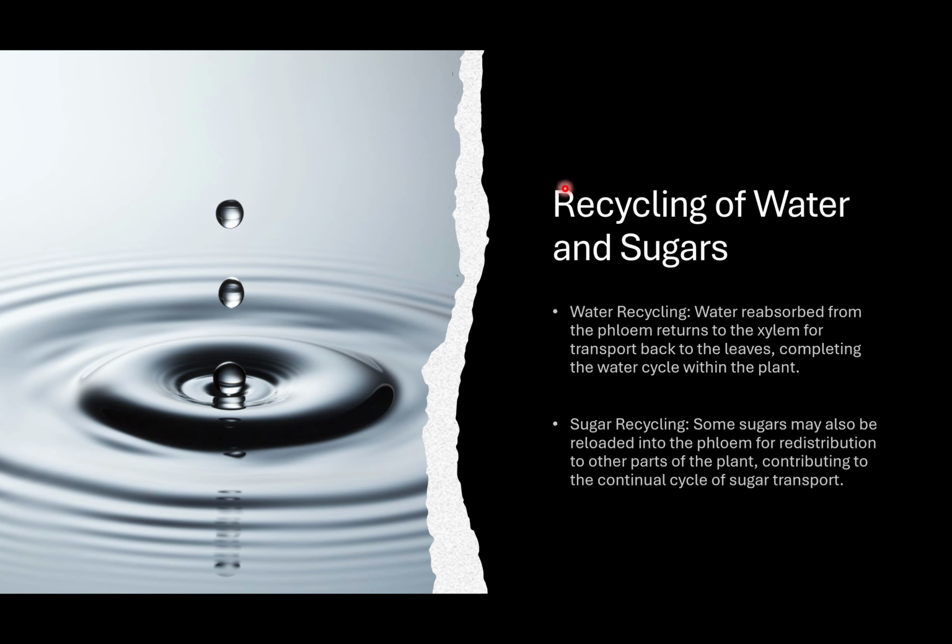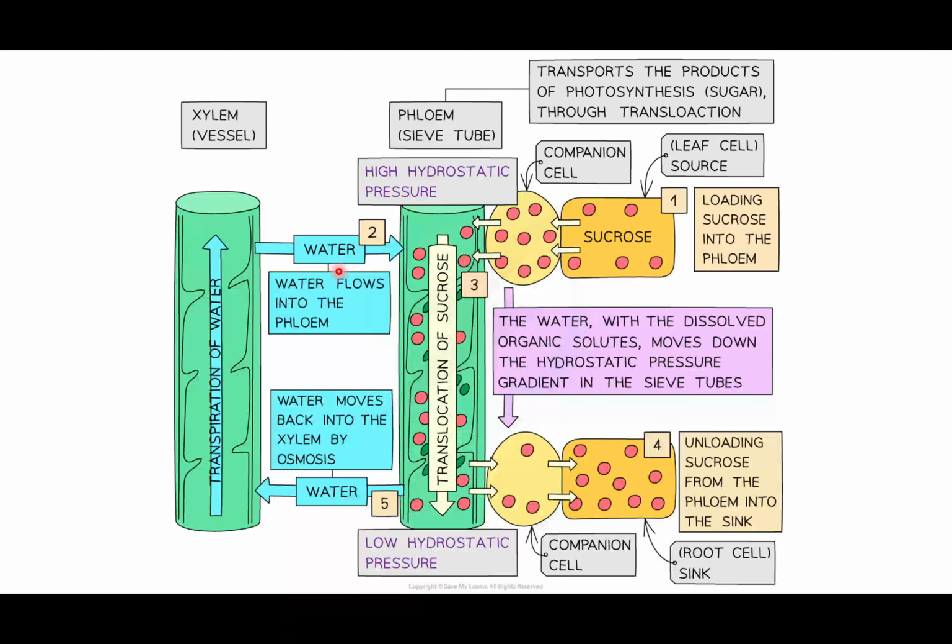The recycling of water and sugar: we know that the water would be reabsorbed into the xylem, and some sugars may also be reloaded into the phloem for redistribution to other parts of the plant. So that's really what's happening here. This is a summation of everything. You get high hydrostatic pressure, or high turgor pressure, at the source and low pressure at the sink. Just going through it.